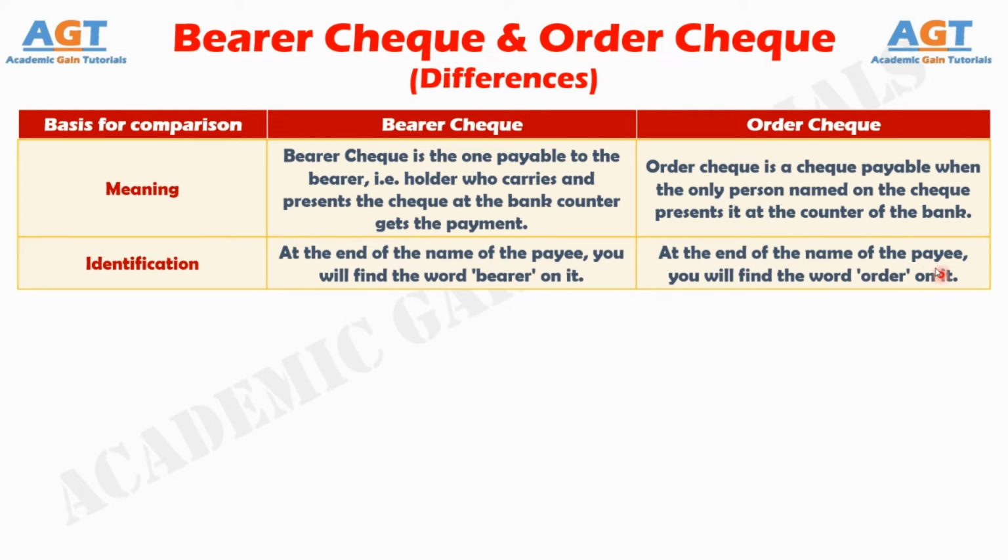Number 2, in bearer checks, the words, or bearer, is present after the name of the payee. As against, in order checks, the words, or order, is there after the name of the payee. Also, when the word, or bearer, is cancelled out, the check becomes an order one.